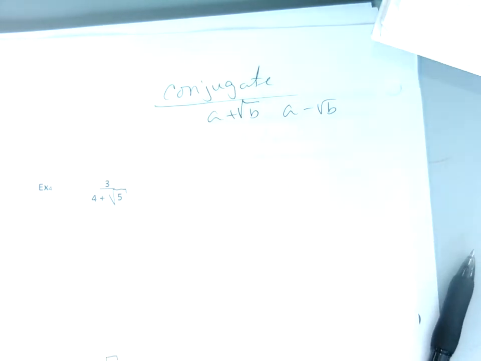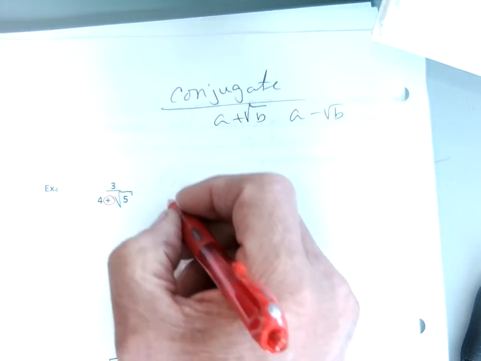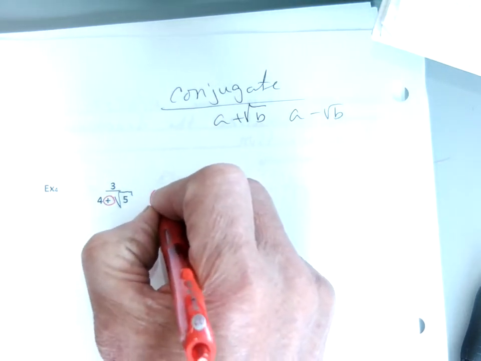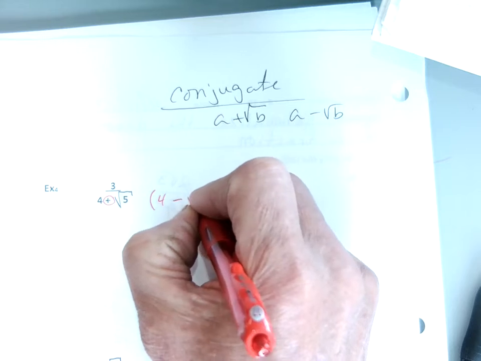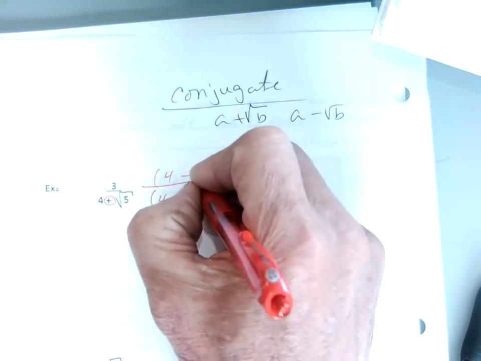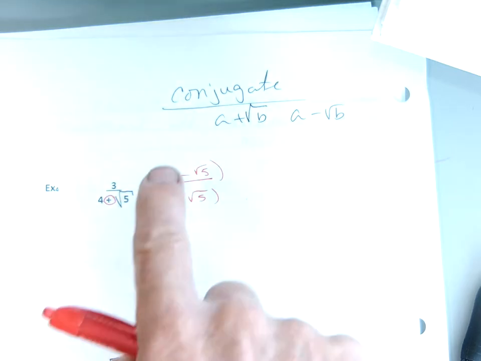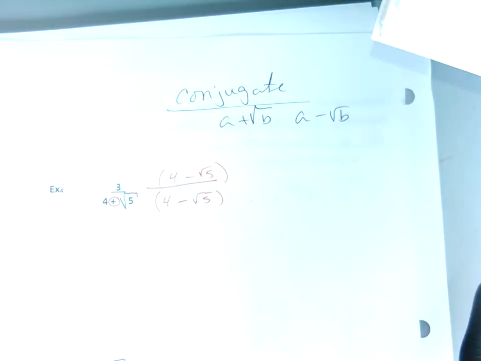So I'm going to multiply. Because I see a plus here, I'm going to multiply by the conjugate, which is going to be 4 minus the square root of 5. And I'll do the same thing on the top, 4 minus the square root of 5. So you have to do the top and bottom by the same thing, because that's the power of 1. That's the rule of 1. Okay, let's see how this helps.